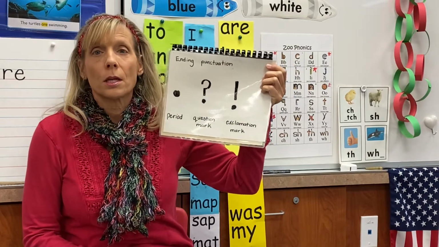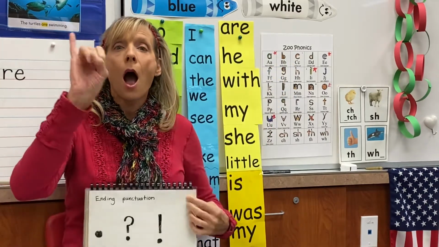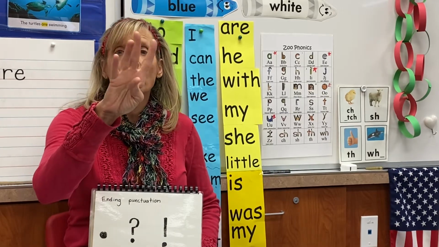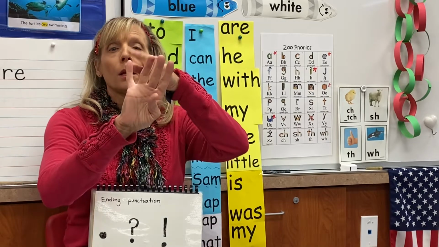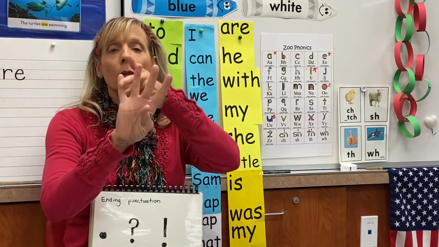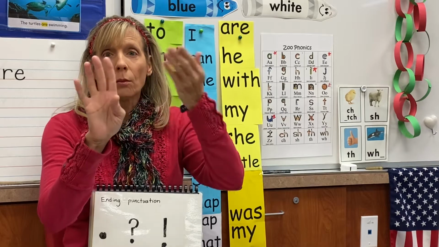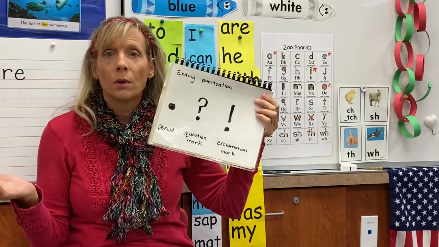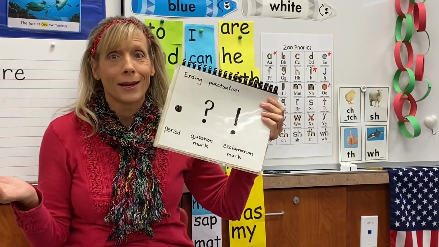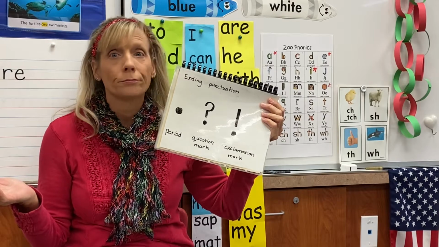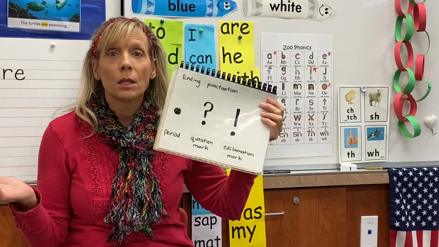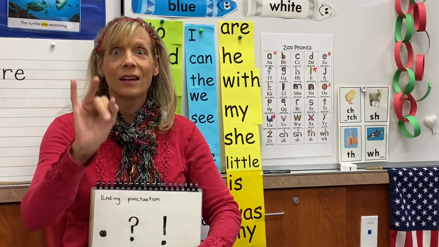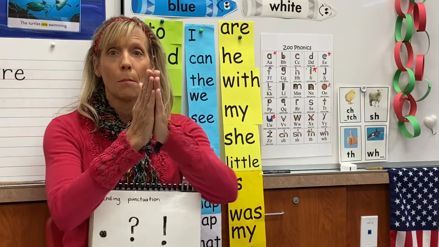Here is your next sentence. I have 10 toys. How many words in that sentence? 4. The sentence starts with a capital. There is a space between each word, and what is our ending mark? I have 10 toys. We're not asking a question because I is not a question word at the beginning. And we're not saying it excitedly, so it's just a plain old period. I have 10 toys. Stop, period.